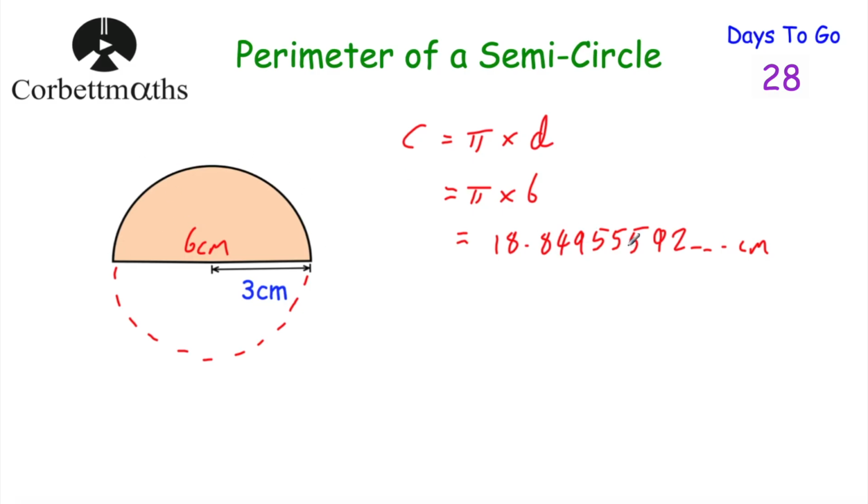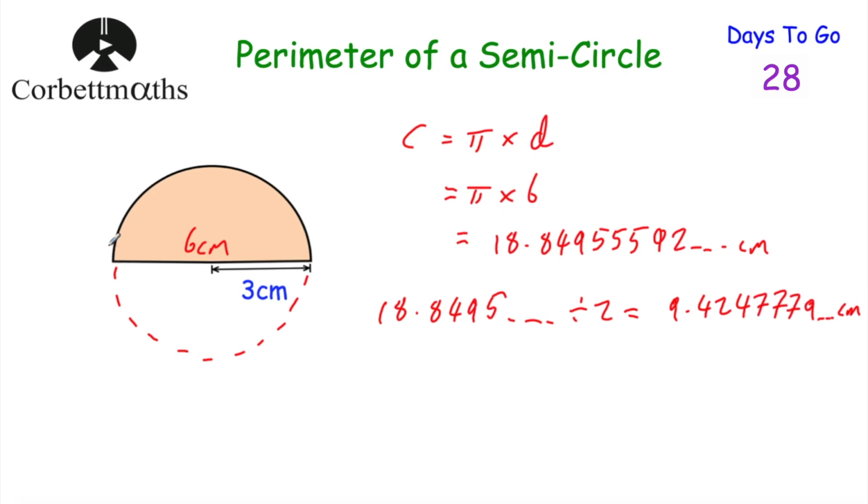So what we're going to do is take this circumference and divide it by 2. So we're going to do 18.8495 and so on, or your 6 pi if you wanted to use 6 pi, and then divide by 2. I've already got that on my calculator display, so I just need to press divided by 2 equals, and it gives me 3 pi, or 9.42477779 and so on centimeters.